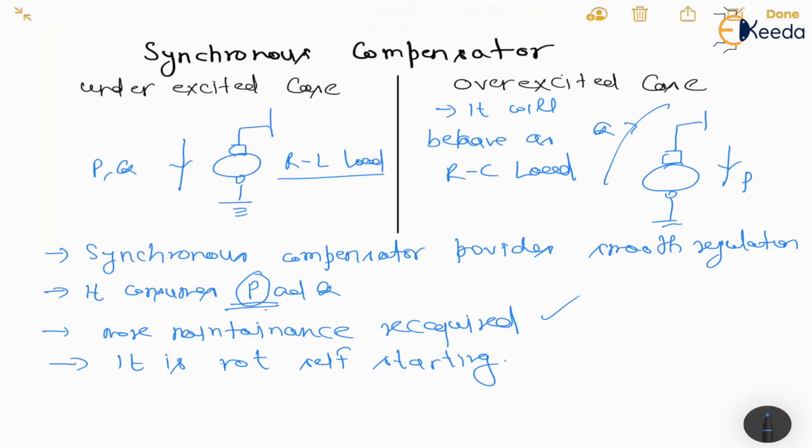But for emergency case, synchronous compensator can be put on very important places where excess or deficiency of reactive power after compensation will happen, so that in case of emergency we can switch on synchronous compensator and we can supply or consume the reactive power correspondingly. So here it is all about synchronous compensator.